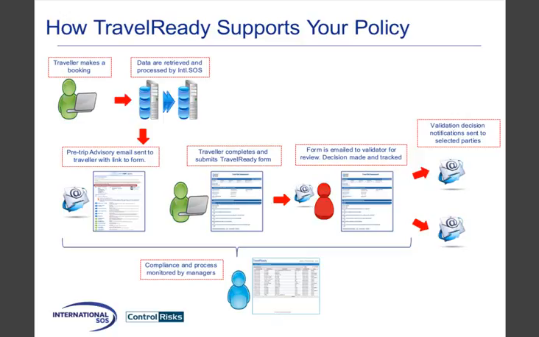Once they click into that link, the web form opens. The web form contains the appropriate questions based on the traveler's itinerary. Traveler provides the information which is requested from them. They submit that form, and the form is then emailed instantly to the validator or the manager, and the decision is made and tracked for this particular itinerary. As soon as that decision is made, again, additional notifications are sent out to selected parties. And as soon as that pre-trip advisory is triggered, you have full oversight, whether the trip is in a pending status, whether the traveler has submitted it and it's with the manager, or whether this traveler has fully complied or not.